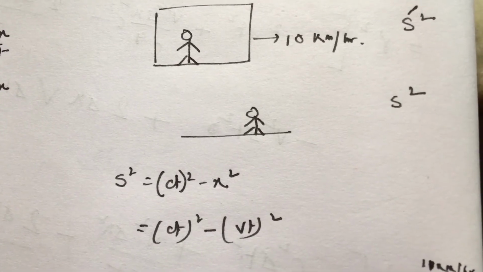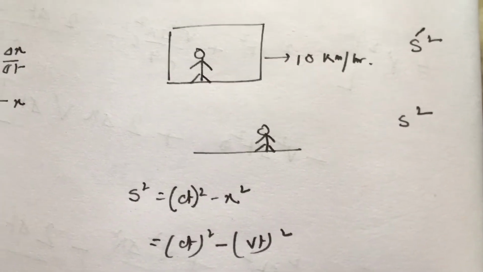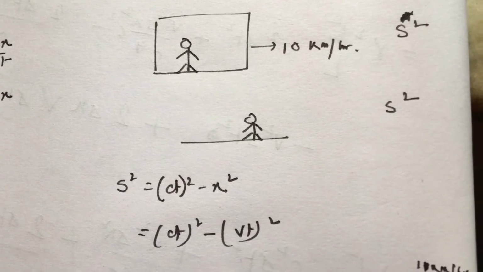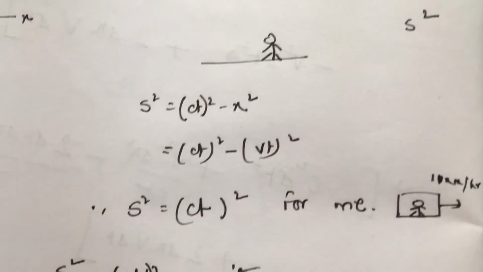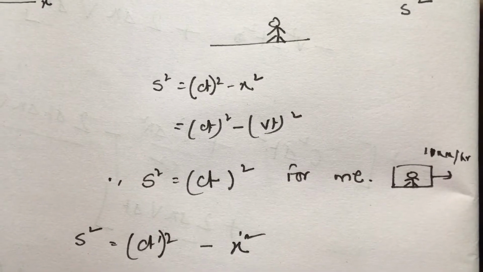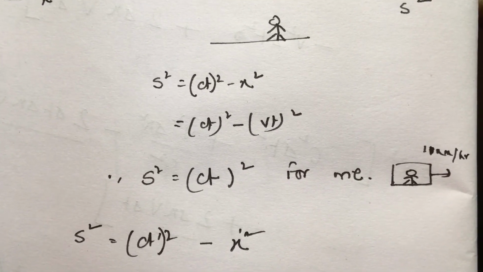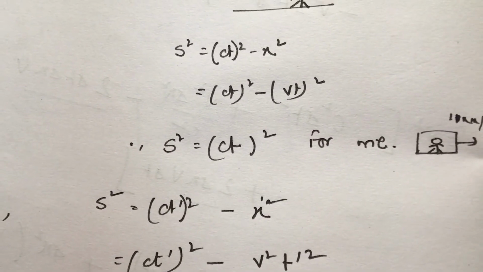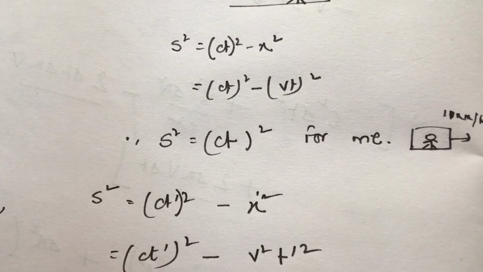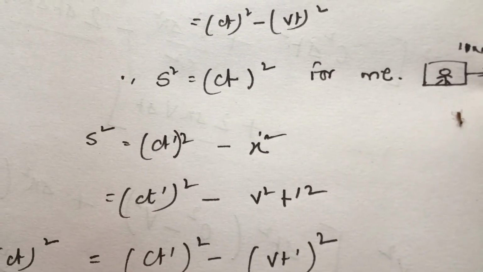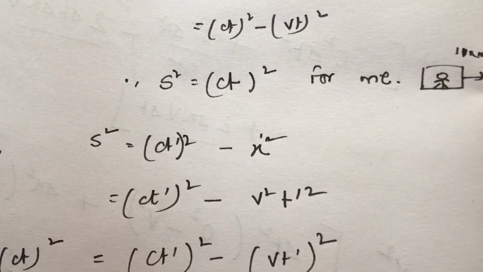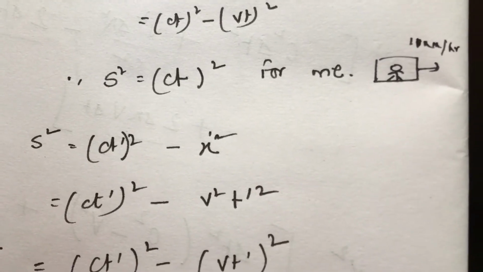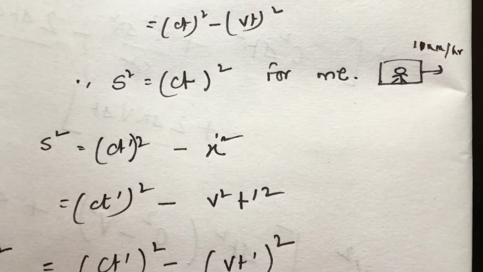What will be the value of s square which I calculate? I calculate s square according to this relation, s square equal to ct square minus x square. As I am not moving with respect to myself, the distance traveled x is equal to 0. So here I find s square equal to ct square, which means s equal to ct. So for me, I am not moving, though with respect to some other person I am traveling with a speed of 10 km per hour.